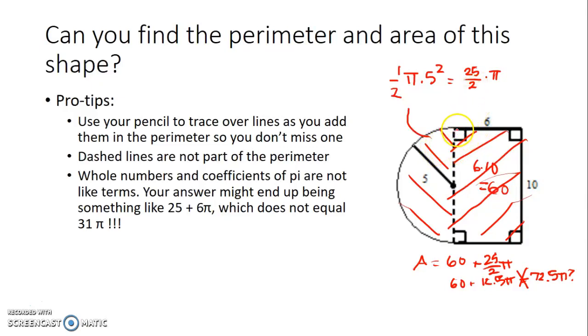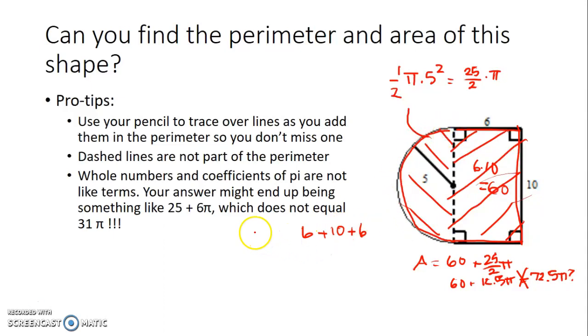So let's go with this. I'm going to say this side is 6. This side is 10. This side is also 6. I'm not going to include this side because it's actually not part of the shape. It's a dashed line. And then I have to think about this side.